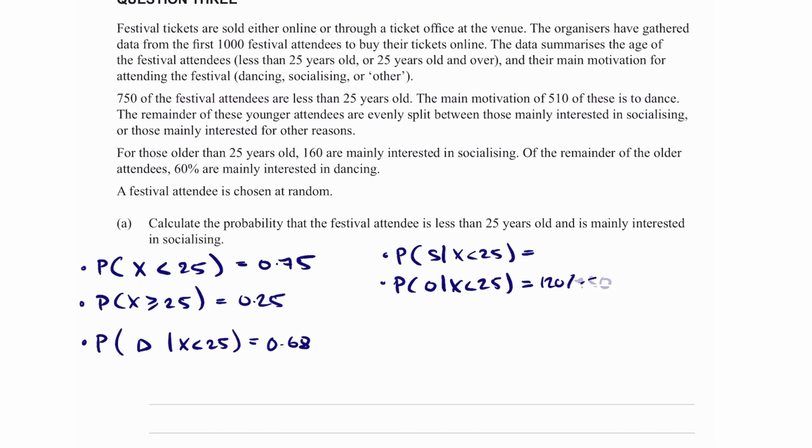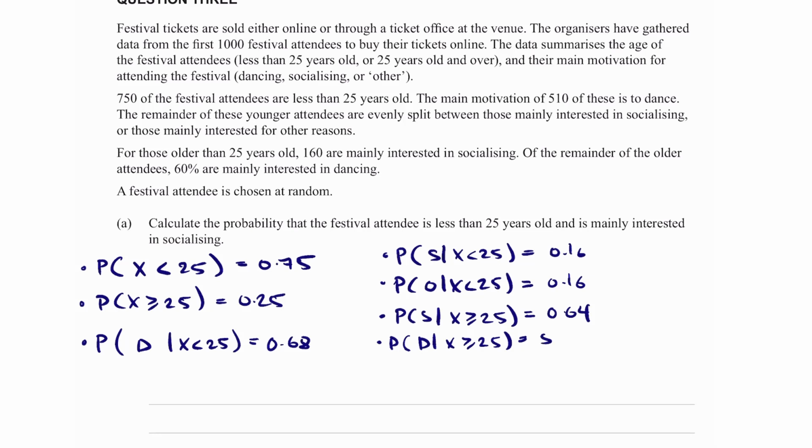So if I change this to 0.16, 0.16, 0.16, now we can look at the case of greater than or equal to 25. For those older than 25, 160 are mainly interested in socializing. So the probability of socializing, given that you're greater than or equal to 25, is 160 over 250, which is 0.64. The probability of dancing, given that you're greater than or equal to 25: we're only looking at the remainder now, so 250 minus 160 is 90, and 0.6 of that is 54. So 54 out of 250 is 0.216.